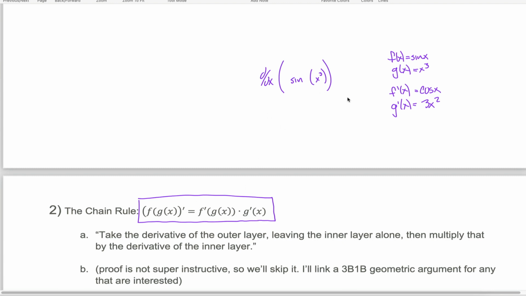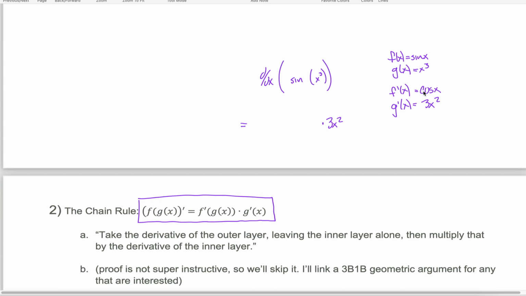This rule tells me that the answer is the product of two things. One of those two things is easy, it's just g prime of x. So my answer is going to be something times something. And the second of those somethings is really easy. It's just the 3x squared that I have written right here for g prime of x. The first of the two things is a little bit more complicated. The first of the two things is f prime of g of x.